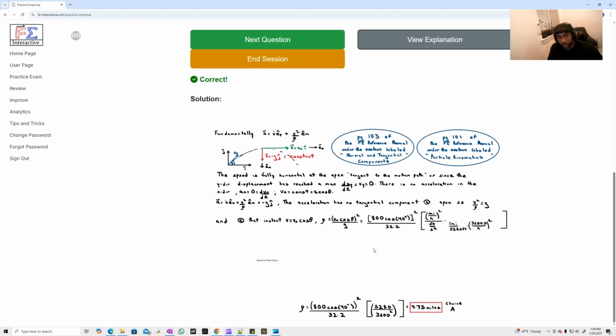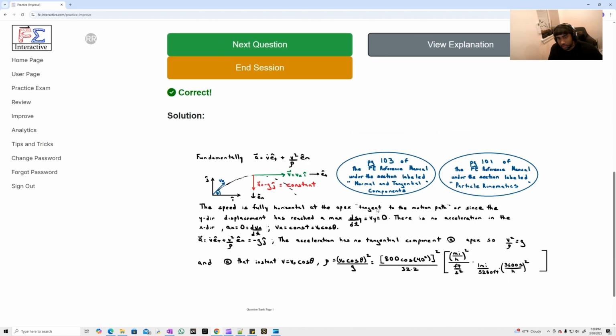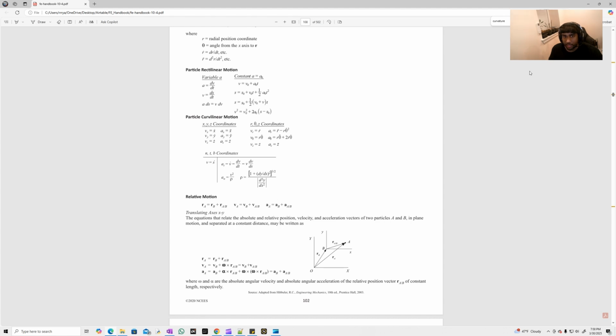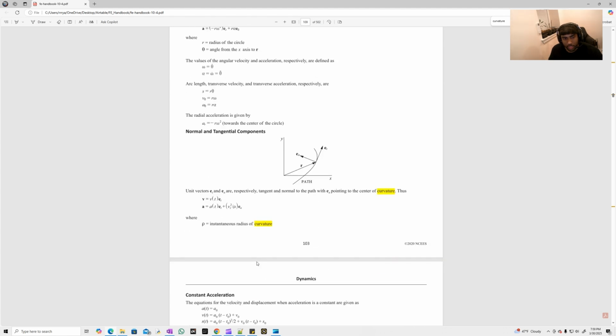Okay, if we click view explanation here, we'll see some references here in these bubbles. These bubbles which are located kind of here. Page 103 and 101 of the reference. So let's go ahead and check those out, see what kind of references they had in the solution. On page 103, we see reference of this normal and tangential components. That's the kind of idea we used when we wrote out the acceleration.